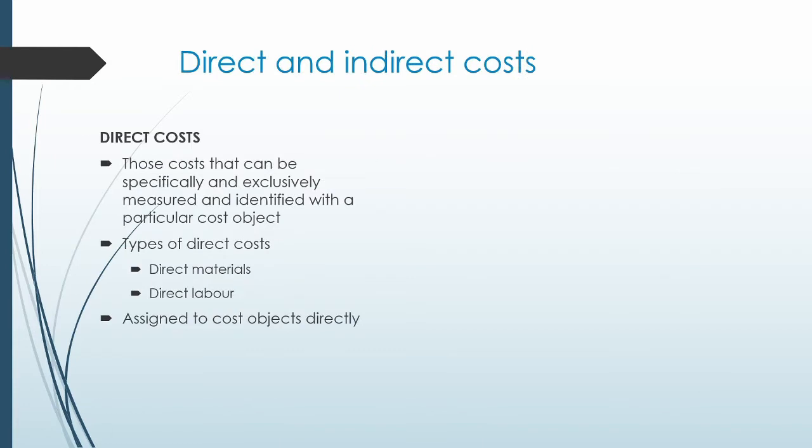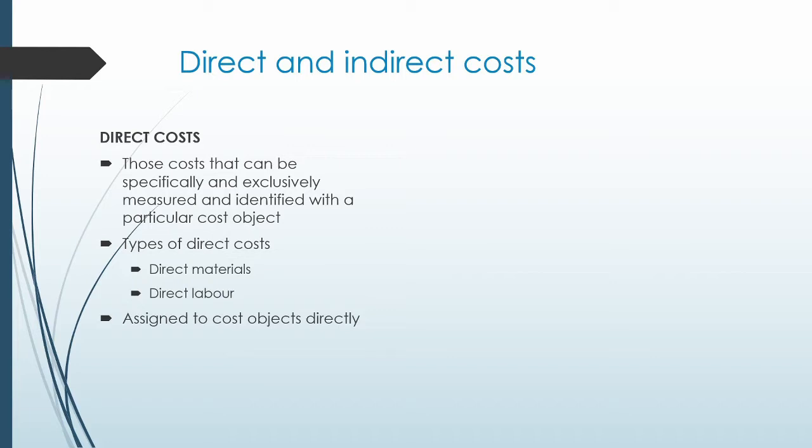Now let us look at our different cost classifications. Our first cost classification is direct and indirect costs. Direct costs are those costs that can be specifically and exclusively measured and identified with a cost object. The types of direct cost we get are direct materials and direct labor.